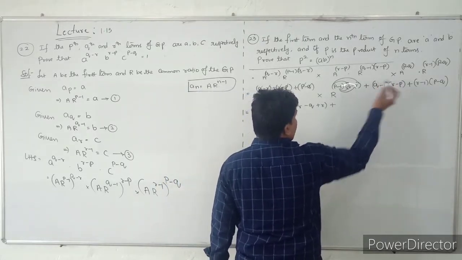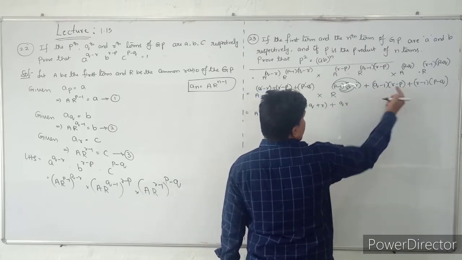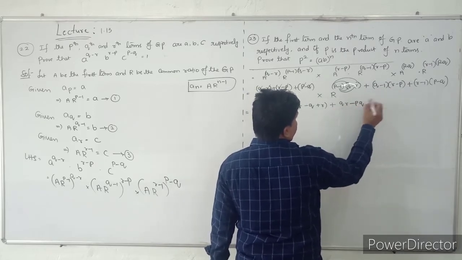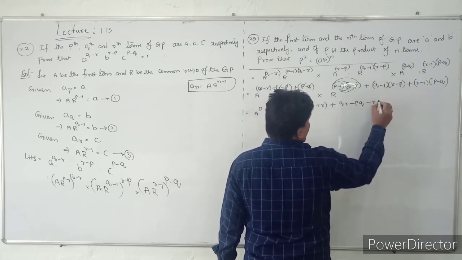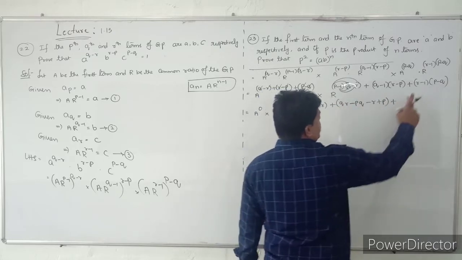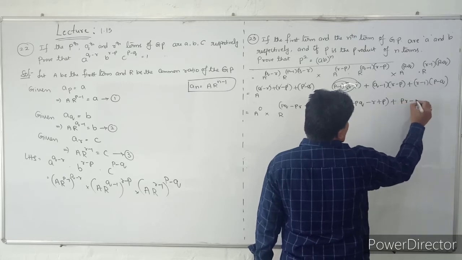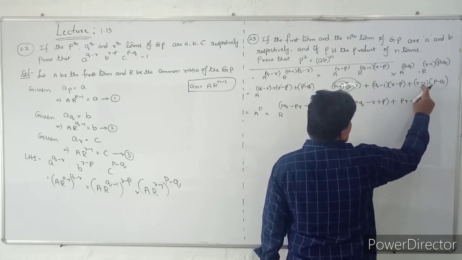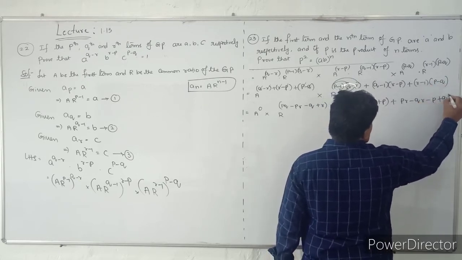So first multiply with q. What happens? That is qr minus q into p, minus pq. Multiply with minus 1: minus r, minus of minus is plus p. Similarly, multiply these two terms also. Multiply with r, that is pr minus qr, minus p, minus of minus plus q.